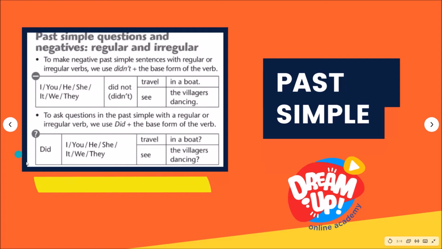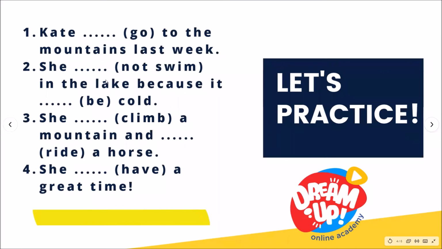And for questions, we start with did, pronoun, verb in the infinitive, and the rest. So, for example, did you travel in a boat? And that's the question. So now let's go to the practice. Okay, let's read the sentence and put the verb in brackets in the past form.